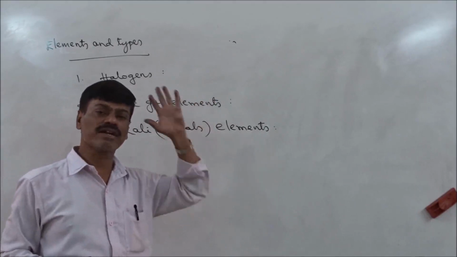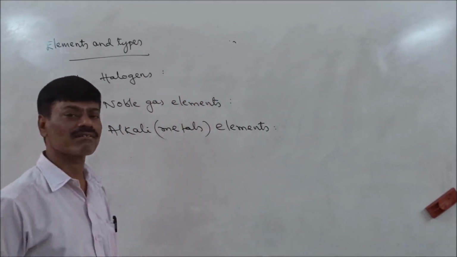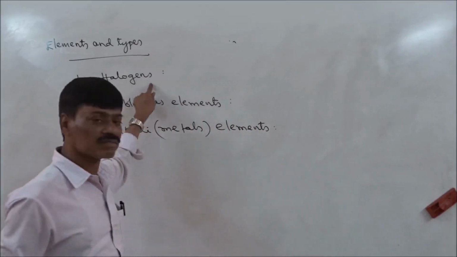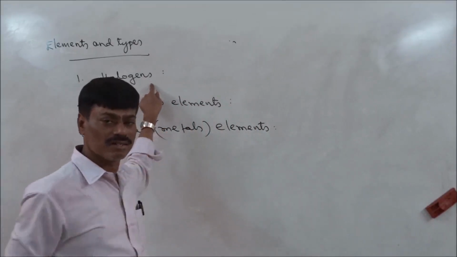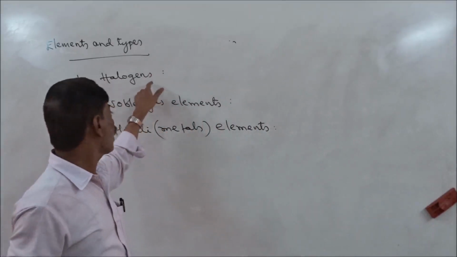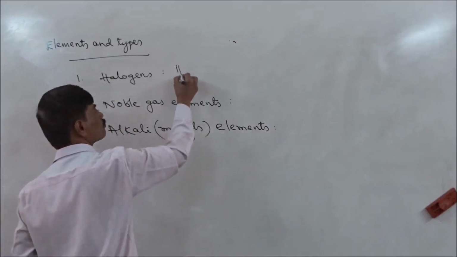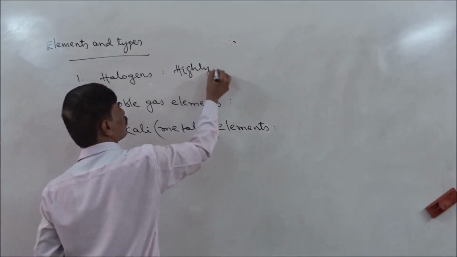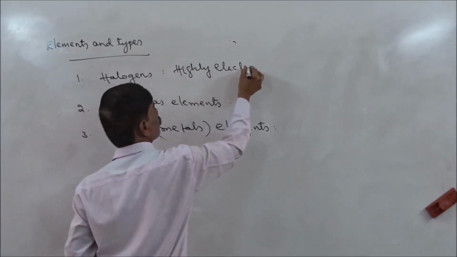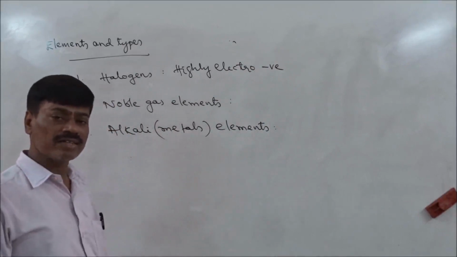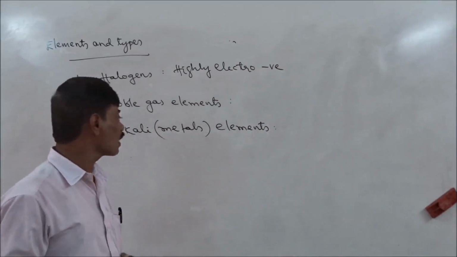thereby to get stability, means to get 8 electrons arrangement in the outermost shell. These halogens have to gain one electron. Therefore, halogens are highly electronegative. And always tend to gain electron.